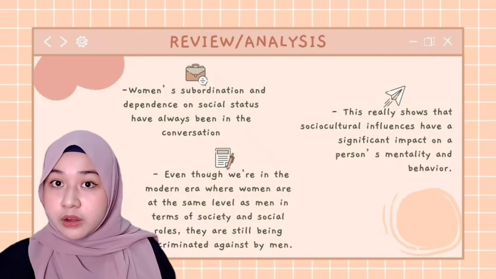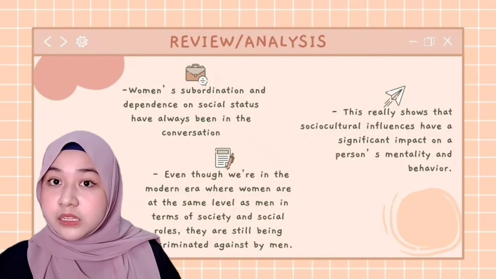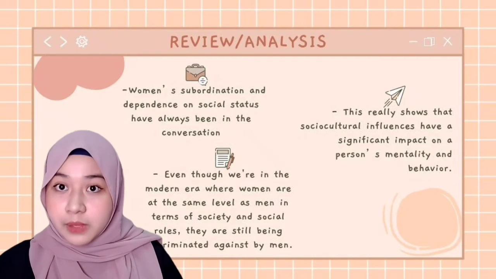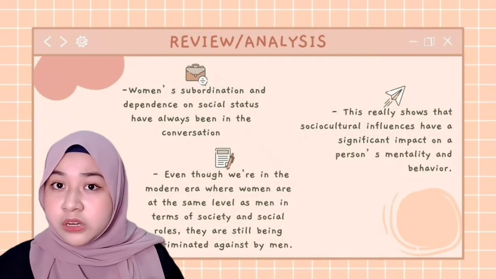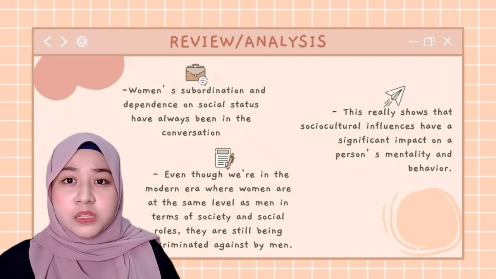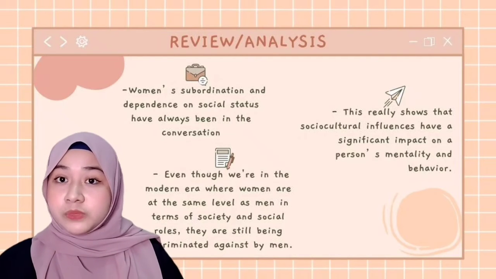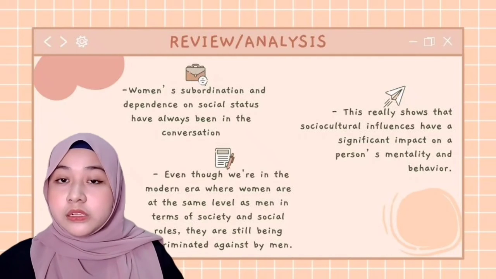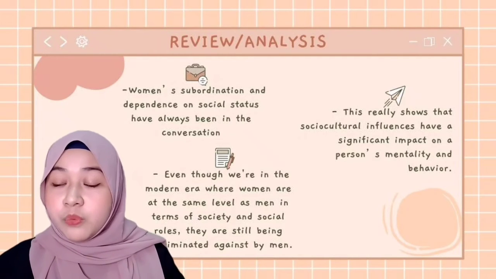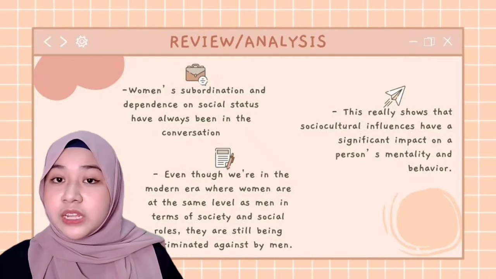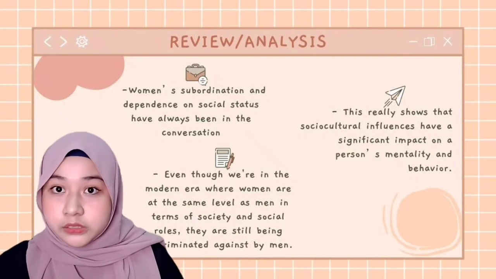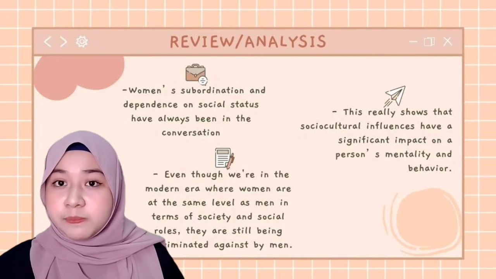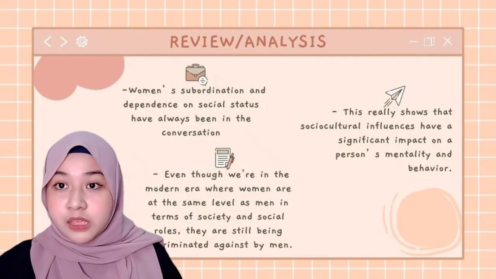Even though we're in the modern era where women are at the same level as men in terms of society and social roles, they are still being discriminated against by men. As women have no recognition of status, the author stated that they feel tempted to use numerous alternatives to obtain a higher level of social activity. As an example, girls in schools tend to compete more with boys in any competition rather than compete with other girls. This really shows that the social culture influence has a significant impact on a person's mentality and behavior.